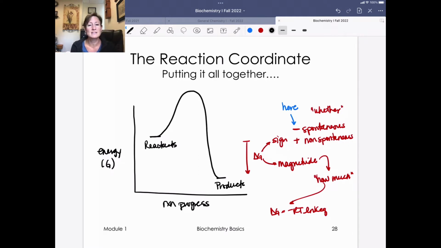So a few other pieces to label here. We can label this peak up here TS, which stands for transition state. So TS is the transition state.